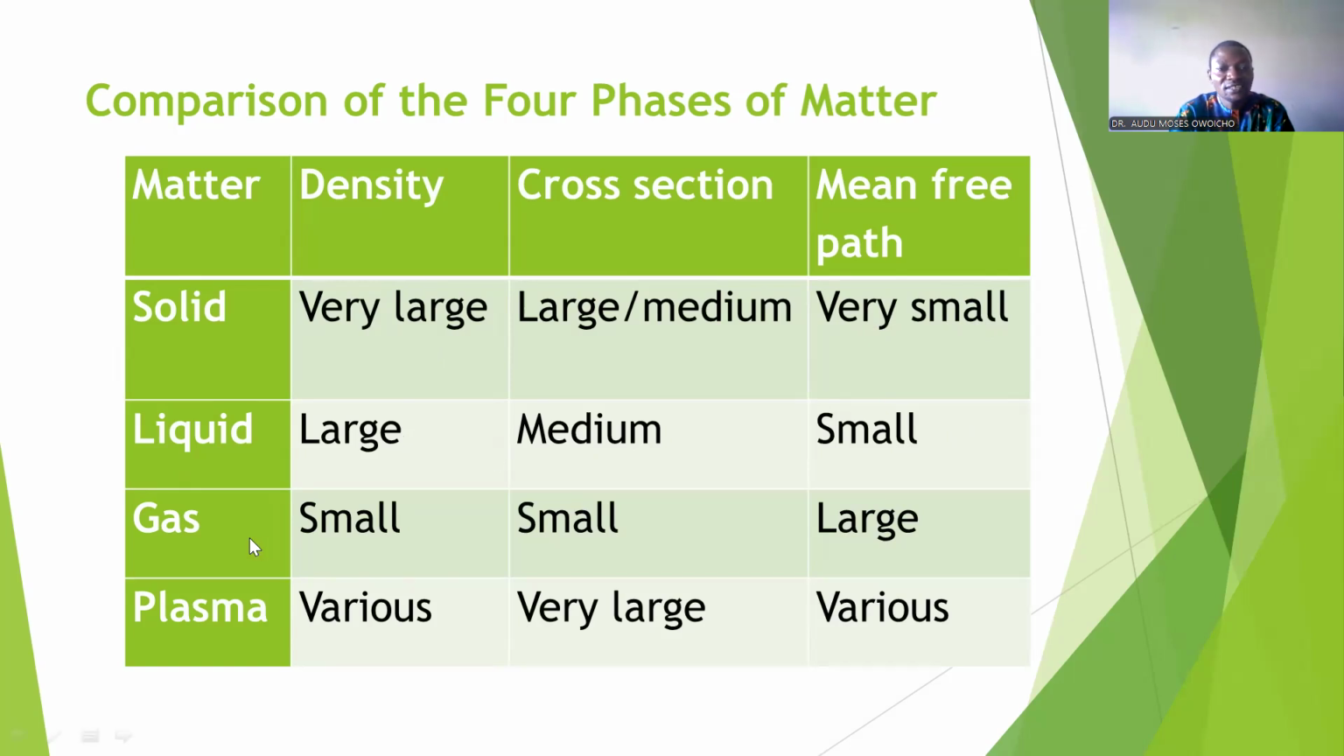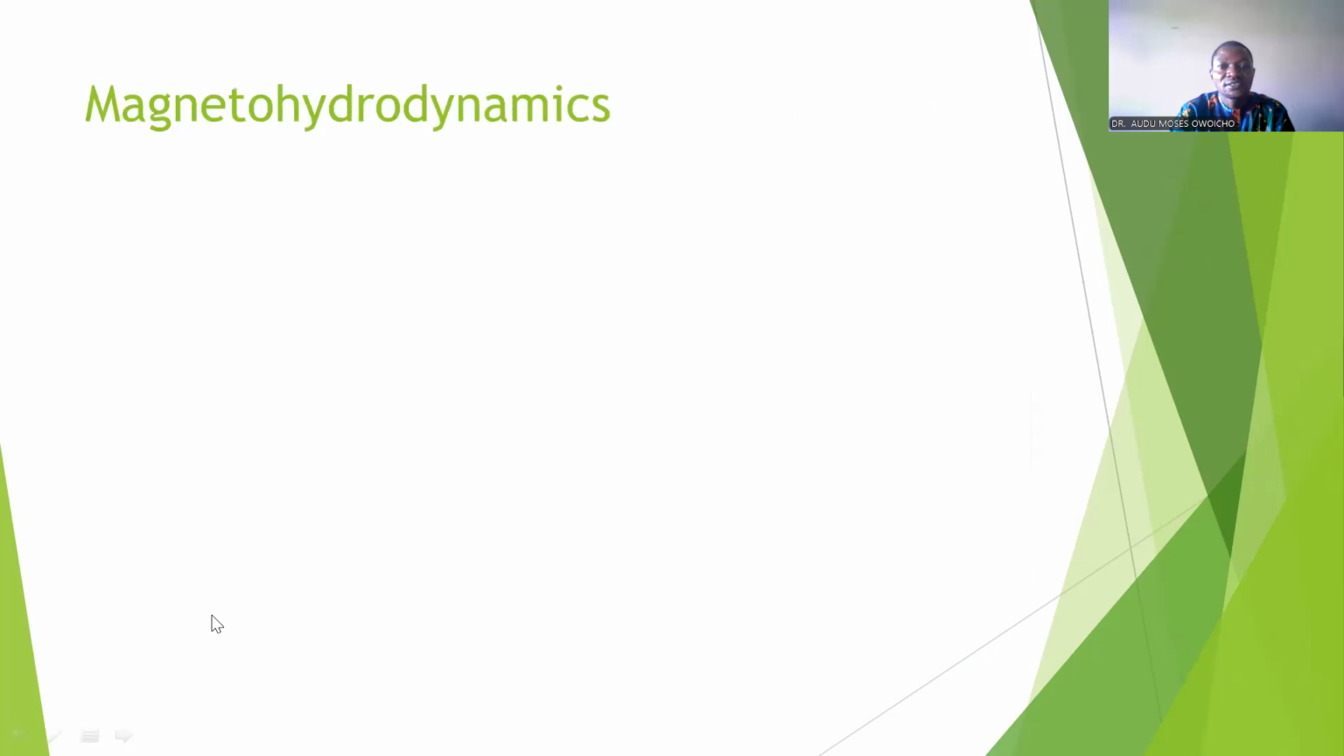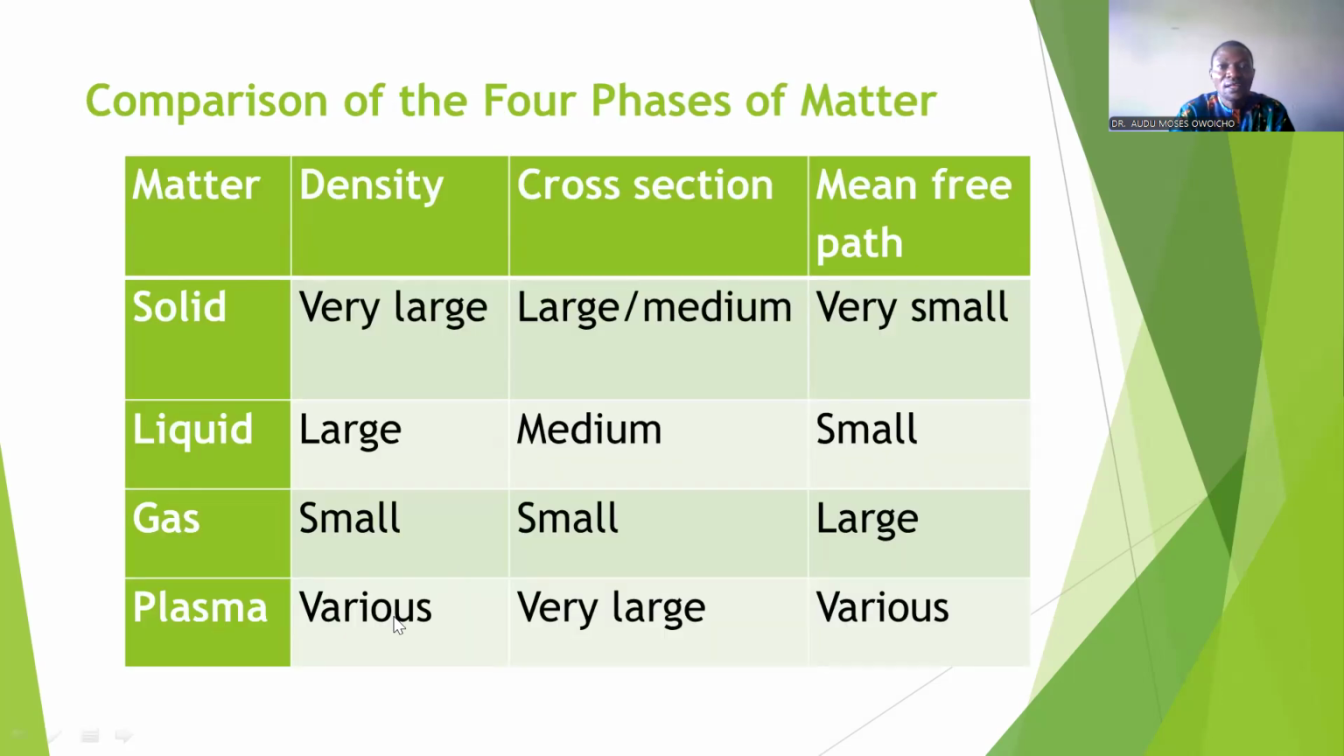Then in the case of gas, the density is small because the particles are not compacted, they are not close. The cross-sectional area is small. Then the mean free path is large because the particles are well spaced. They have to travel some distance before collision. Then let's look at plasma. In the case of plasma, the density varies. The cross-sectional area is very large, and the mean free path also varies.